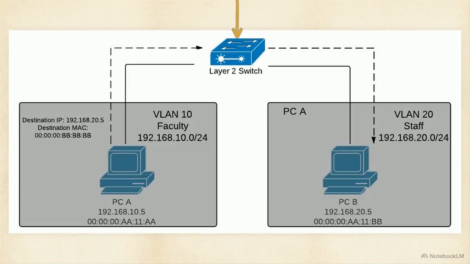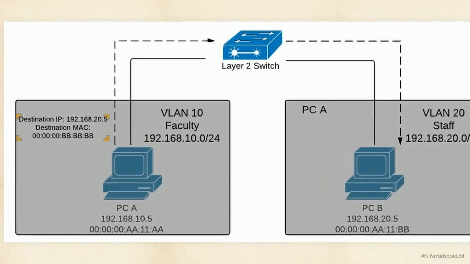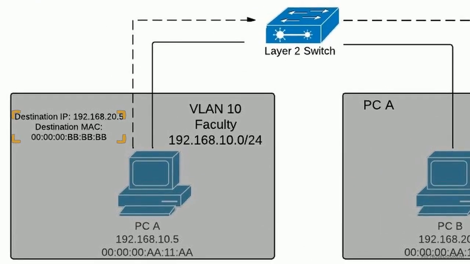As shown in this topology, Layer 2 switches enforce a hard barrier between domains. Here, VLAN 10 faculty and VLAN 20 staff are segregated. A frame cannot jump from faculty to staff based solely on MAC addressing. It requires network layer IP logic.